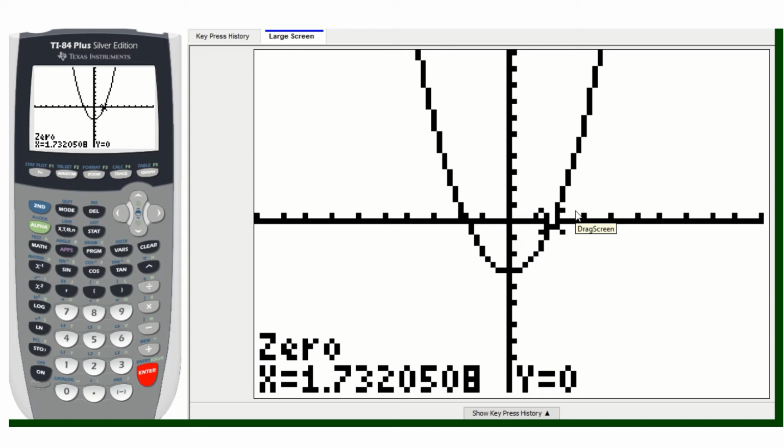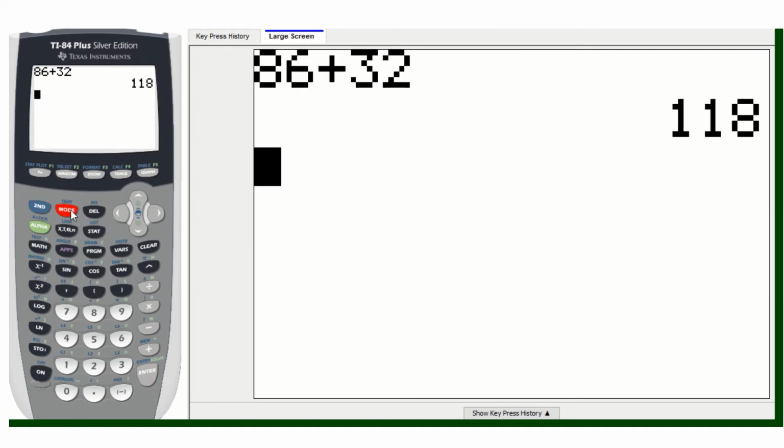But again, usually you can just estimate it based on looking at it, or just use that trace feature to get a pretty good sense of it. If I wanted to go back to calculate, or really anytime I'm in some screen that I don't want to be in, I want to quit out of it. It's in little blue letters, so I'll push the second mode to quit out of that. Now I'm back to the calculator screen.